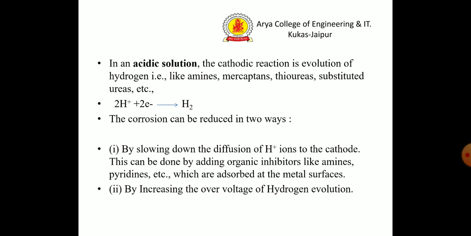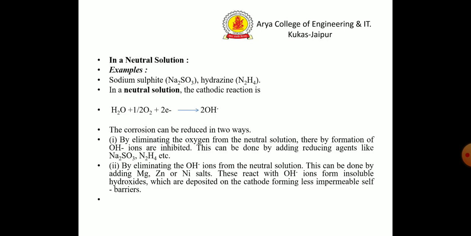This corrosion can be reduced in two ways. First is by slowing down the diffusion of hydrogen ion to the cathode. This can be done by the addition of organic inhibitors like amines and pyridines, which are adsorbed at the metal surface. And the second way is by increasing the overvoltage of hydrogen evolution. And in the case of neutral solution, sodium sulfite or hydrazine is used as inhibitors.